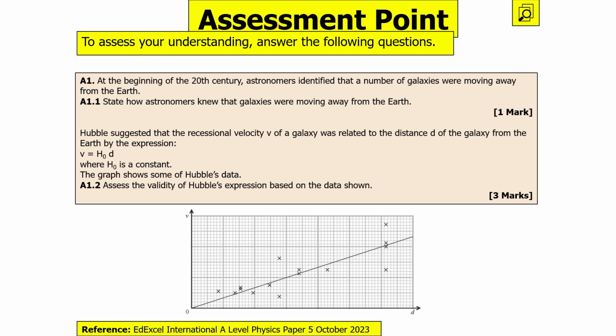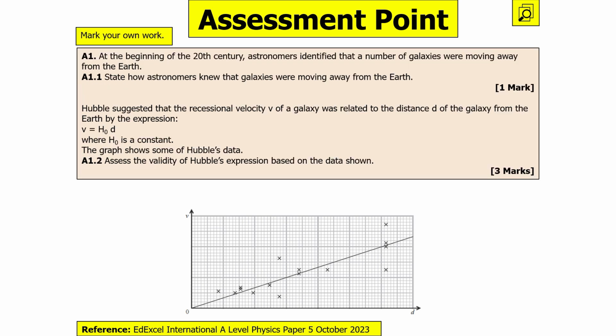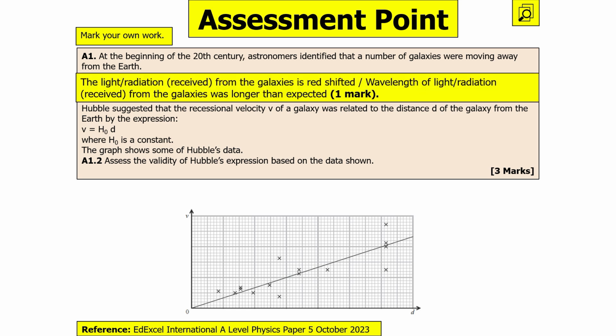Assess the validity of the Hubble expression based on the data shown. So pause the video now, then unpause the video when you want to go through your answer. Right, in this first one, it's the idea that the light or the radiation received from galaxies is redshifted, so the wavelength of light was longer than we expected.